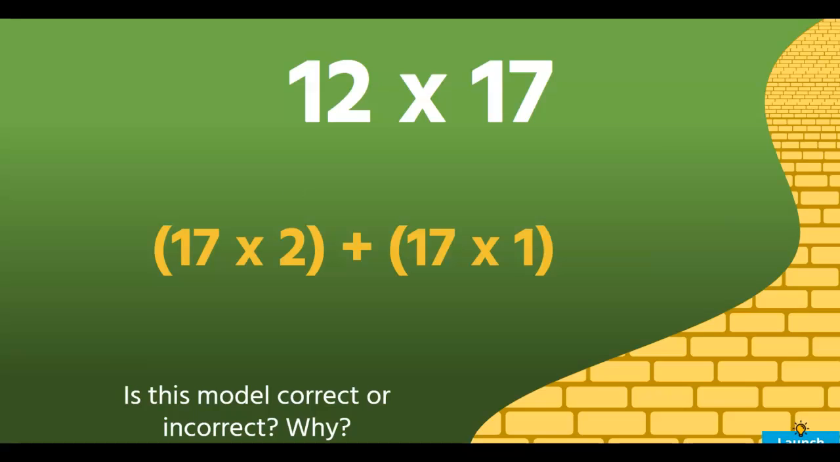Is this model correct or incorrect, and why? So this one is not correct. This one is also incorrect because it's not correctly modeled. The one in the tens place is not correctly shown down here. You should have a 10 here, and you should also have another 10 from the decomposed 17. So 10 and a 7, and a 10 and a 2.